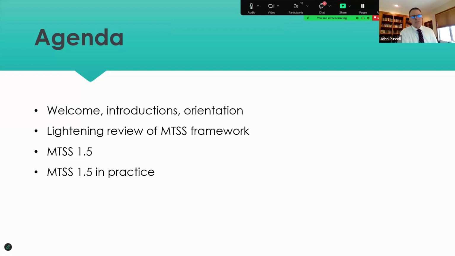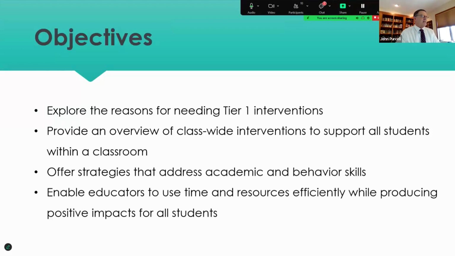We're going to do a quick lightning 30,000 foot view of the MTSS framework. Then we're going to really dive into what MTSS 1.5 is, and then look at what that looks like in practice. So today, the why is, why do we need Tier 1 interventions?